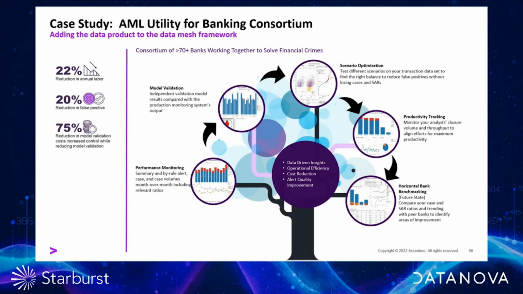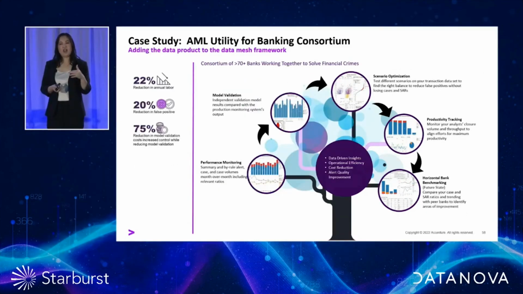I might look at productivity, right? The productivity of the analysts who are actually working on processing these suspicious activity reports. And then finally, horizontal benchmarking. We talked about having a vision for each bank, since they're using similar models and similar processes, to be able to benchmark how well their models and parameters are doing against other banks. So these are some of the products and the uses that we're trying to support.